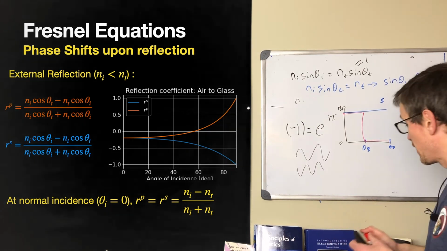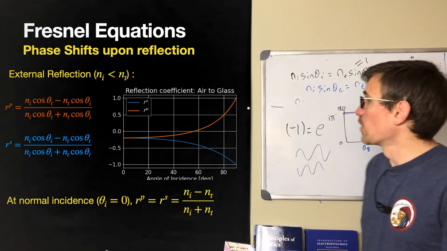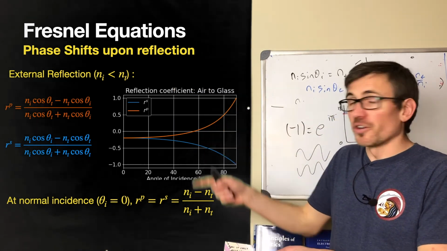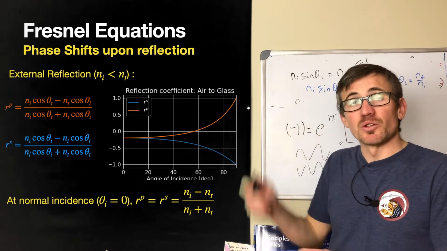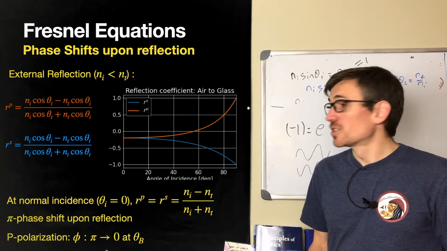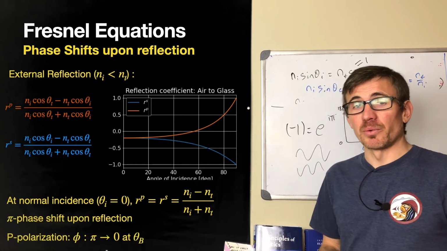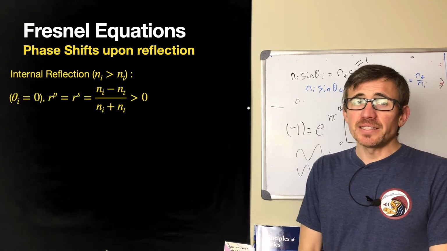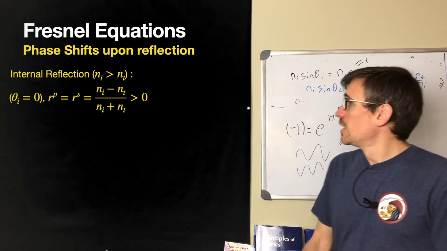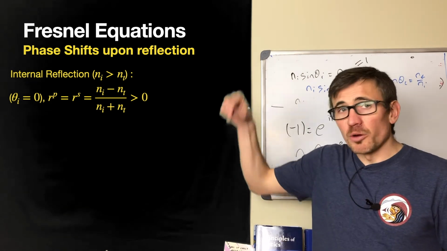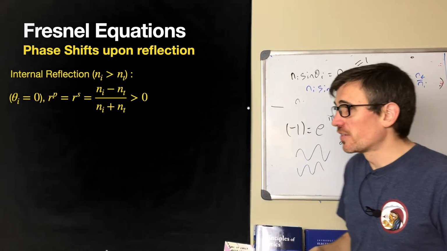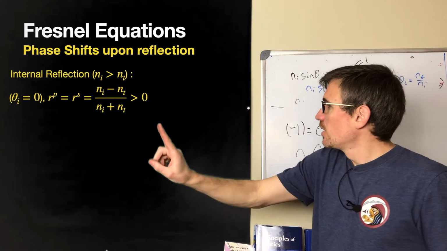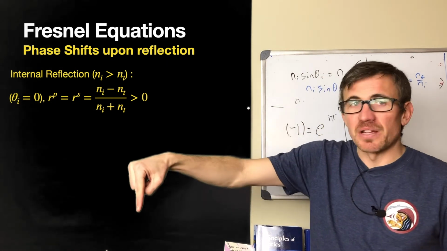So that's what the phase shifts look like for what's called external reflection, when you're going from air to glass, or even water to glass, when you have a less dense to a more optically dense medium. Okay, so let's do internal reflection now, when we're going from water to air, for example. So in this case, we can apply the exact same reasoning, and we find that at normal incidence, we get no phase shift. When you go from a less dense to a more dense medium, you get a 180 phase shift of the wave, right?